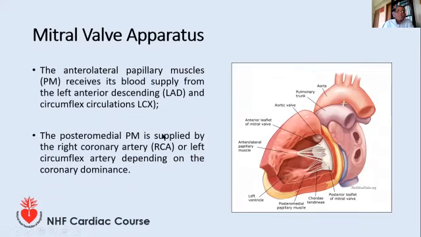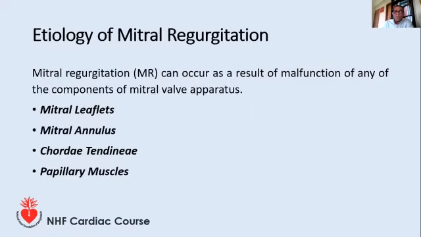It should be mentioned here that the anterolateral papillary muscle receives dual blood supply from the left anterior descending and circumflex arteries, whereas the posteromedial papillary muscle is supplied by the right coronary artery or left circumflex artery, depending on the coronary dominance. So mitral regurgitation can occur as a result of malfunction of a component of the mitral valve apparatus.